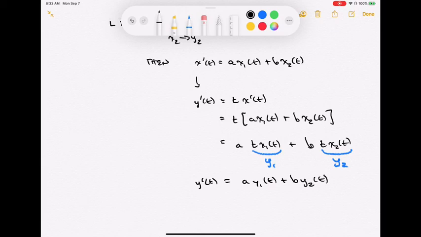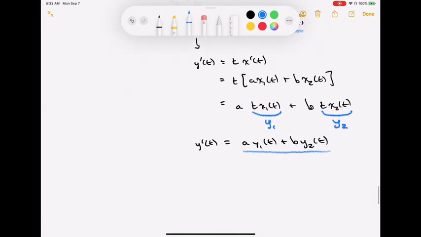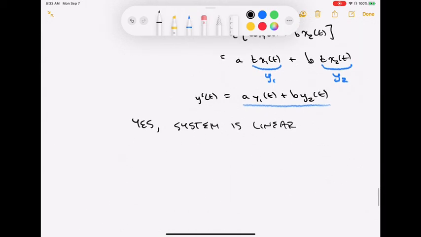Because an input that is a x1 plus b x2 generates an output that is a y1 plus b y2, regardless of what x1 or x2 is, I would say yes, the system is linear, no problem. And I did that in a general kind of proof. Now we could go ahead and take a look at time invariance.